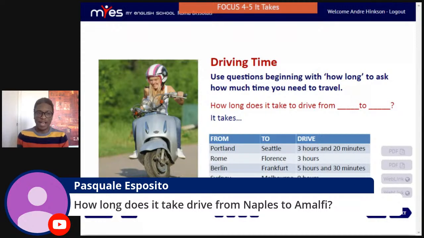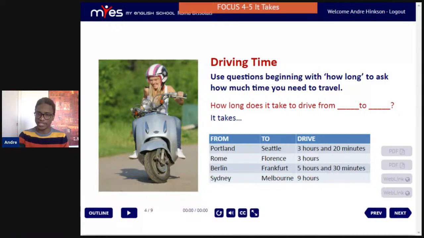It depends on traffic as well. Depends on how many cars are on the street. So it depends on the traffic. It depends on different factors. It depends if you're going by car, if you're going by bus, if you're going by boat. But I think it takes a very short time to drive to the Amalfi Coast from Naples. Yeah. Okay, guys, excellent questions.